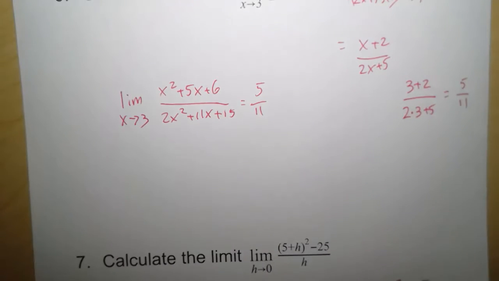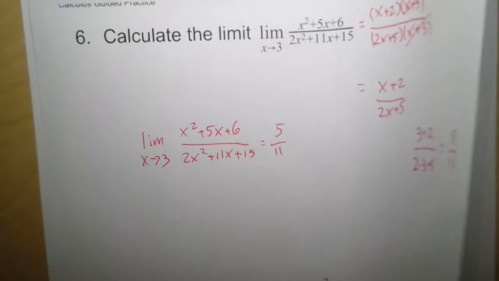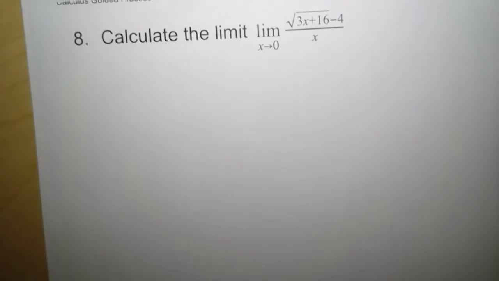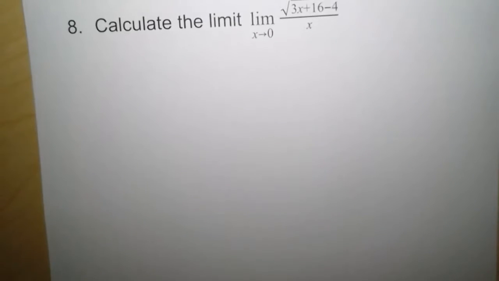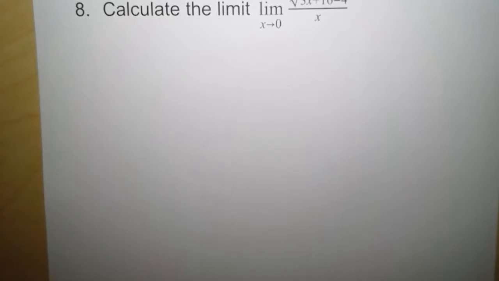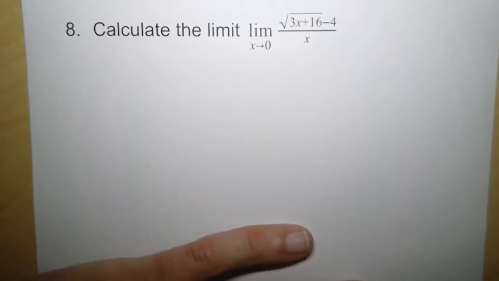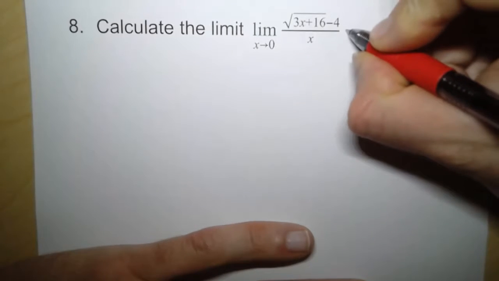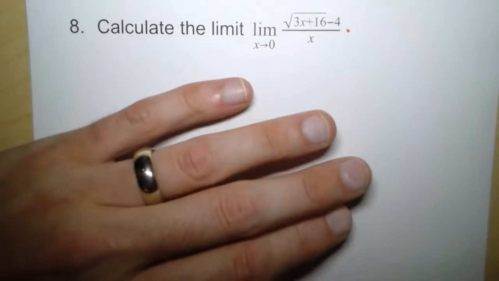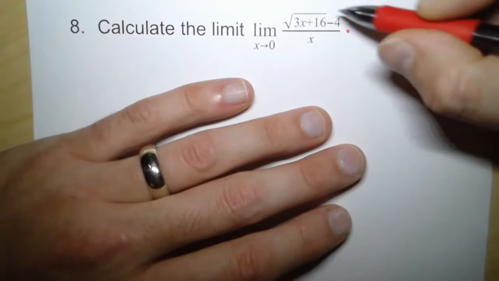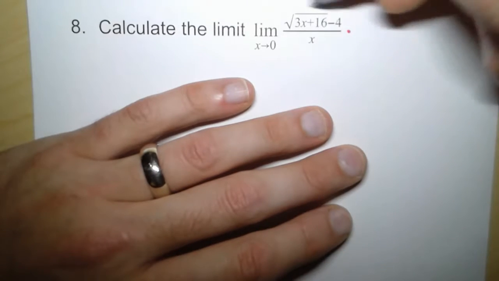Now the next few are not going to be polynomials, rather they're going to involve radicals. And so radicals are a little bit more difficult to deal with because you can't really factor them the way we do polynomials. But when we have a radical involved, we're going to multiply by the conjugate of this expression.